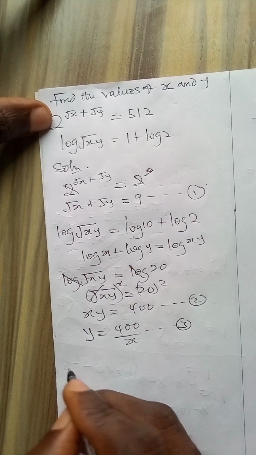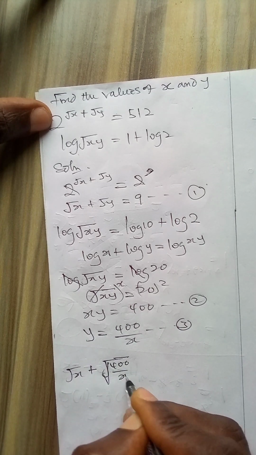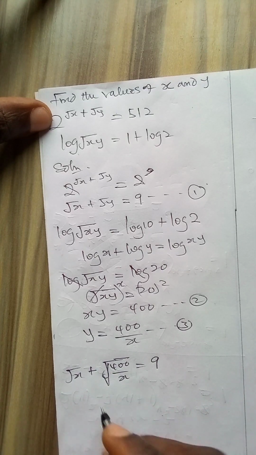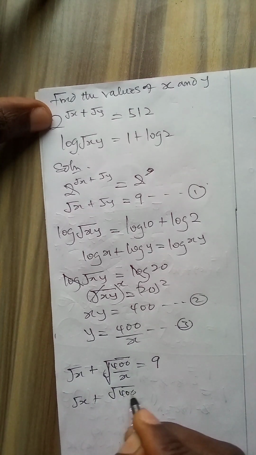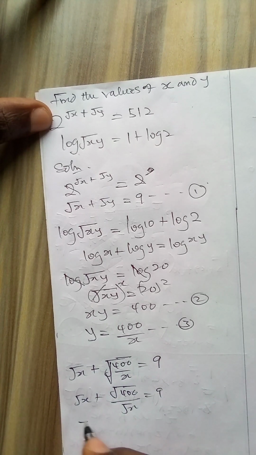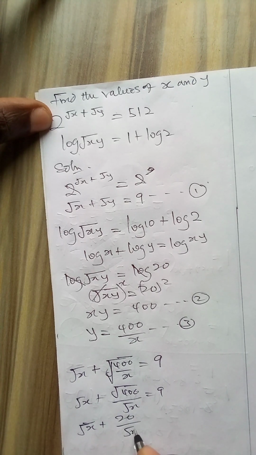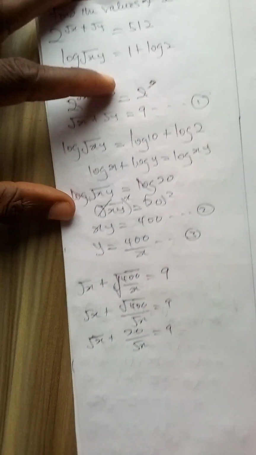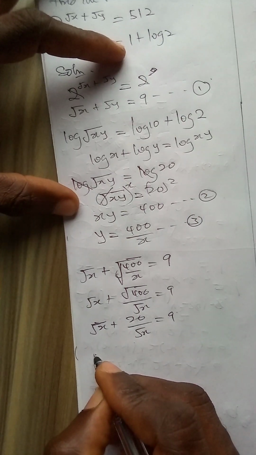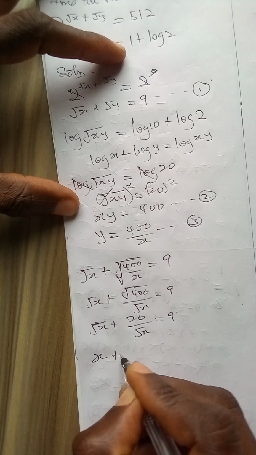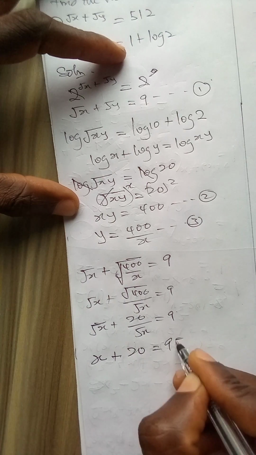So I have root x plus root 400 over x is equal to 9. We can separate this as root x plus root 400 over root x equals 9. Of course, root 400 is 20, so root x plus 20 over root x is equal to 9. If we multiply through by root x, we are going to clear fractions. So that becomes root x times root x is x, plus 20 over root x times root x will give us 20. Then 9 root x remains.